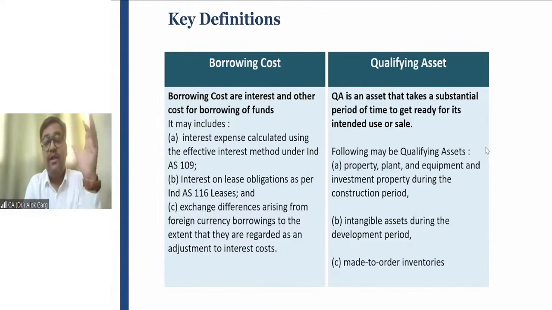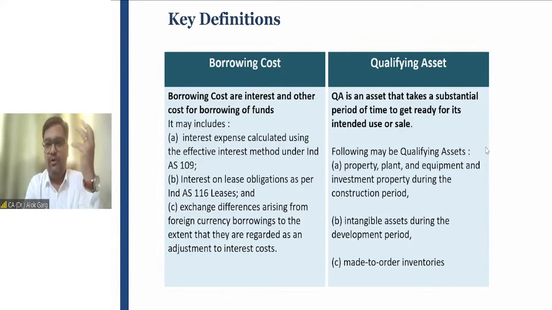I hope it is clear. So in the second example, when you are buying a ready-to-use office, it is not a qualifying asset. But when you are constructing an office building, is it a qualifying asset? Answer is yes, it is a qualifying asset.